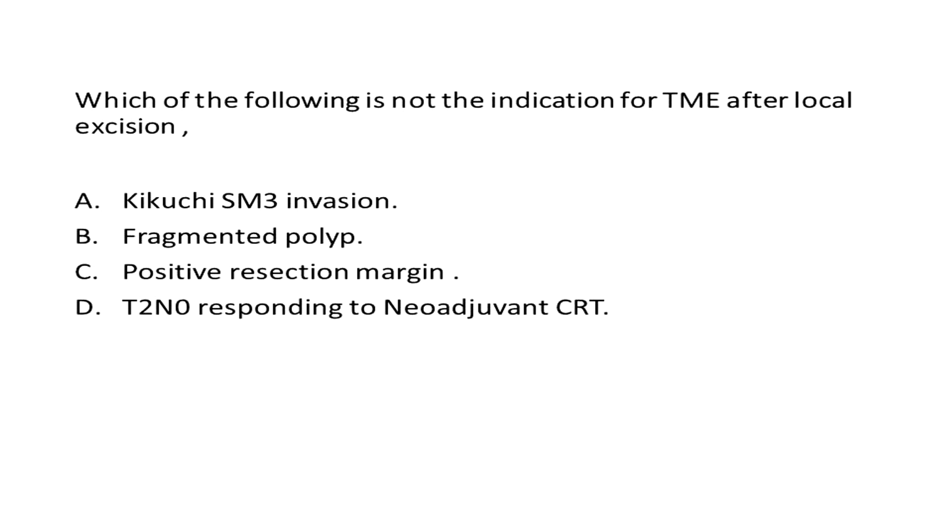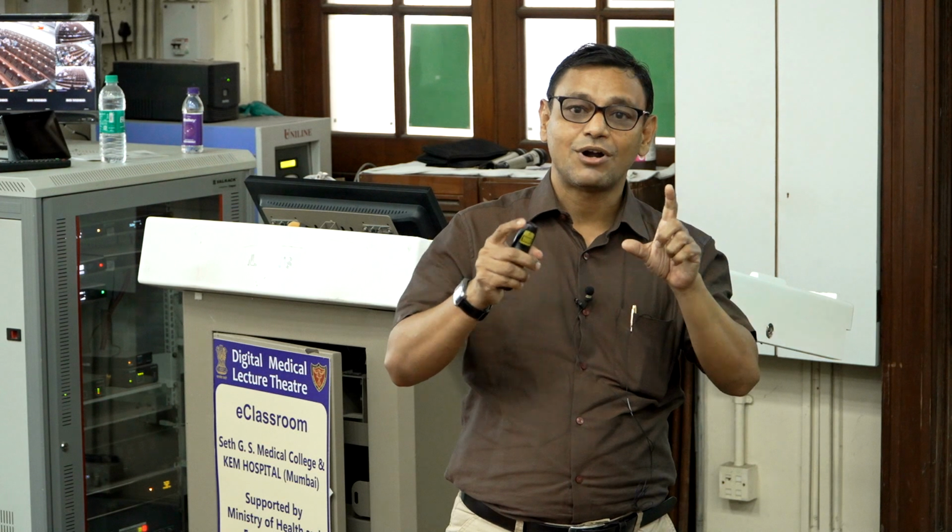Which of the following is not an indication for TME after local excision? Kikuchi SM3, fragmented polyp, positive resection margin, T2N0 responding to neoadjuvant chemotherapy. That means they are asking you about the indication of TME after local excision. That means you have done a local excision and sent a sample for histopathology. Now, what are the criteria which will decide that local excision will not suffice and the patient will need TME?